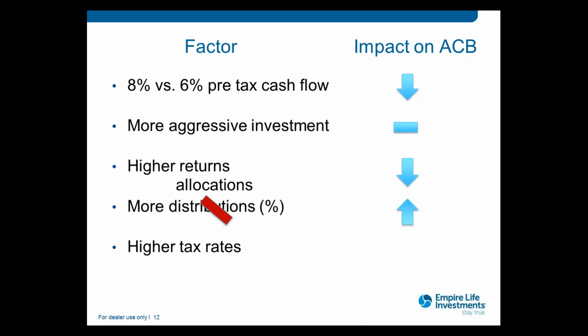So that year-end allocation, if it gets higher, will positively impact the adjusted cost base because, as I said, those allocations represent the growth in the contract, the realized growth in the contract and the income. That income is automatically plowed back into the contract as if it was new money, and that, of course, will increase the adjusted cost base.